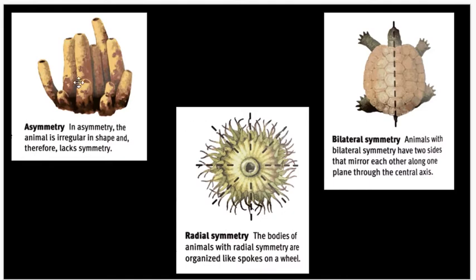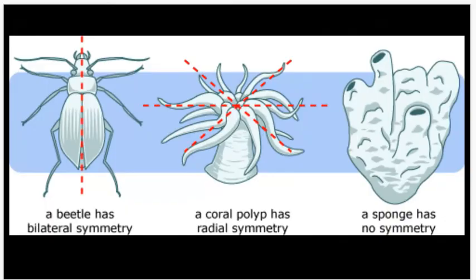Now this creature over here is called a sponge. This is a creature that lives in the ocean and filters water. You can see that this creature doesn't really have any symmetry at all. So this is called asymmetry. There are no lines that we can draw through this creature that divide the creature into mirror images or equal parts.